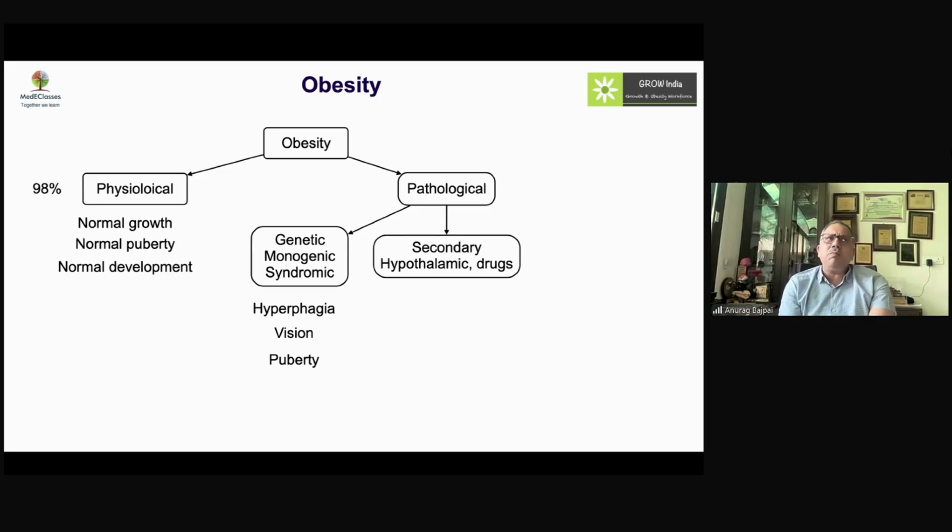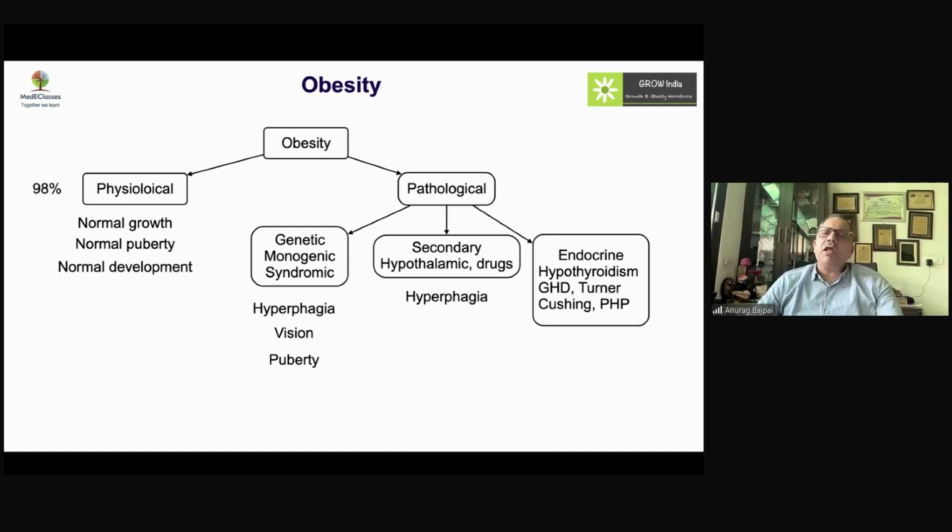There could also be some secondary causes, hypothalamic or drug-induced. Particular drugs that we're talking about include valproic acid, steroids, and anti-epileptics, which can cause that. They are associated with hyperphagia. While endocrine causes are rare, they are characterized by growth or pubertal delay. Just by looking at basic parameters, we can decide which way we are heading.